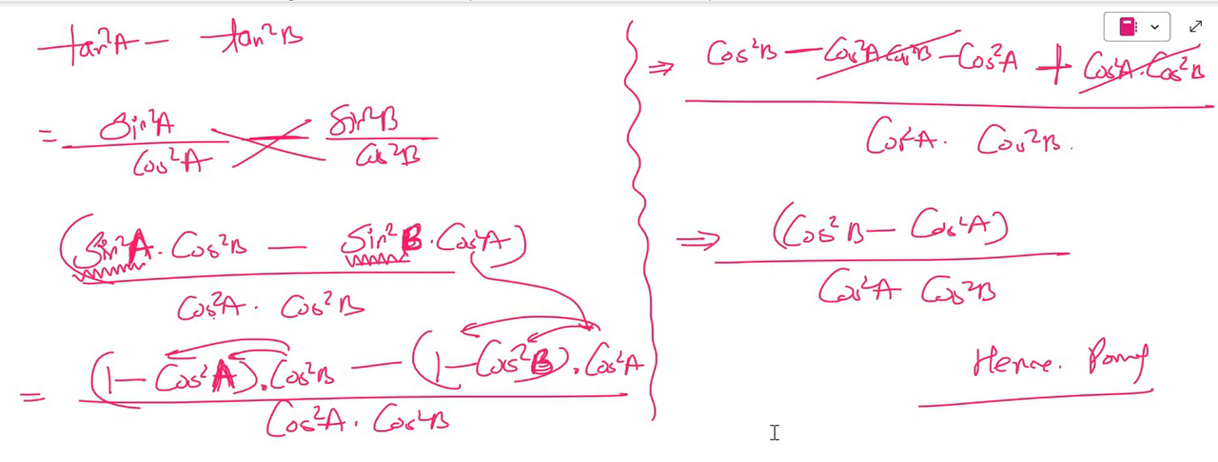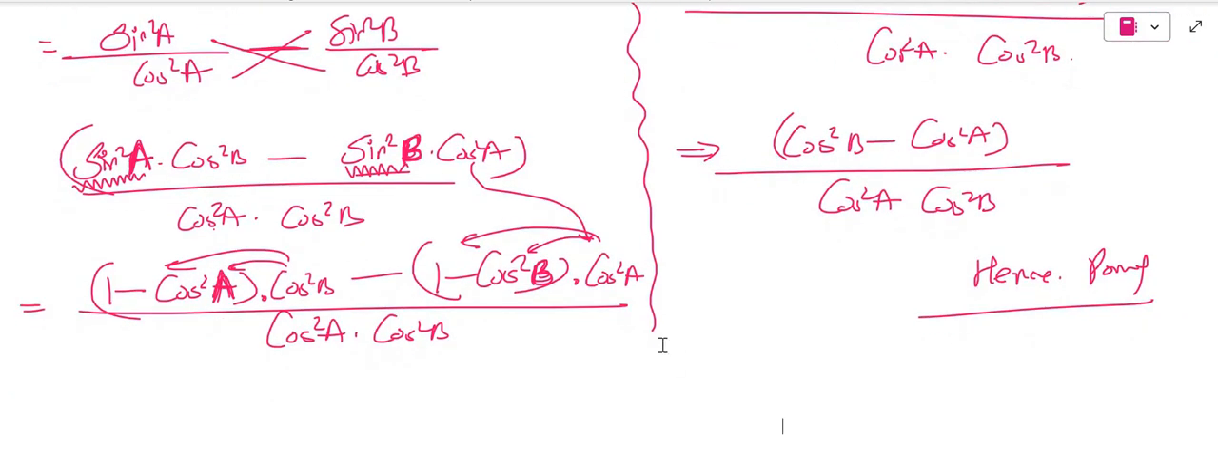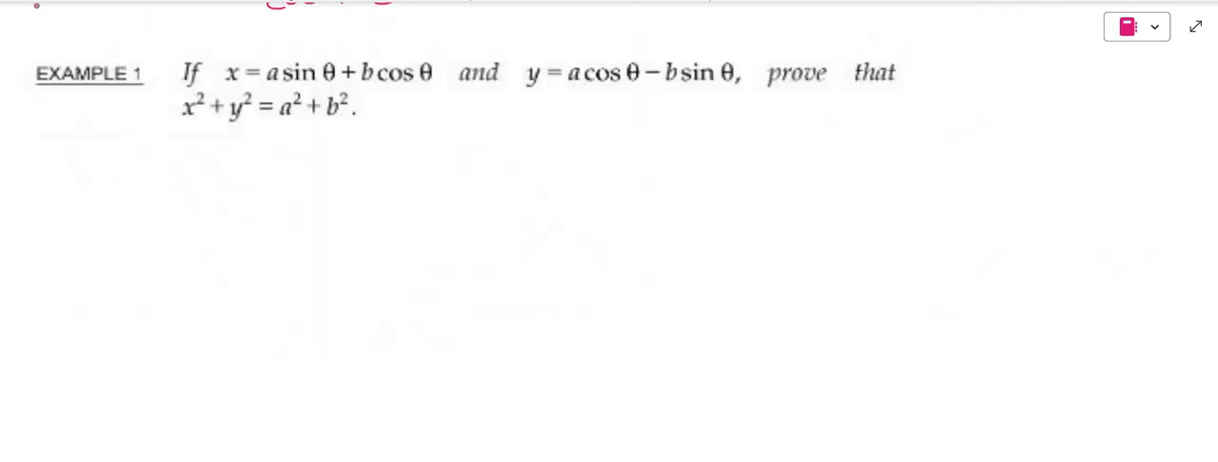Now there are some more examples in R.S. Aggarwal based on identities. So let me do those questions. So these are some more questions in R.S. Aggarwal book. Examples based on identities. So these type of questions are based on elimination of some numbers. So they are very important questions.